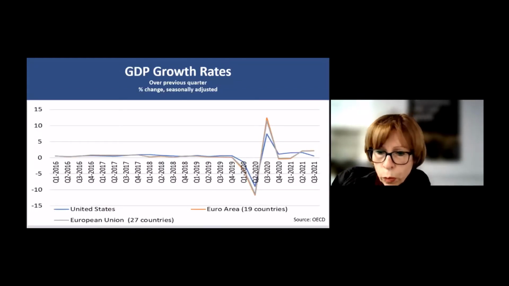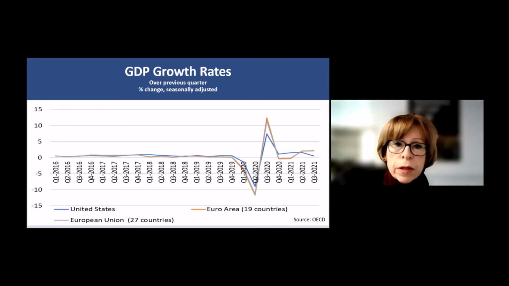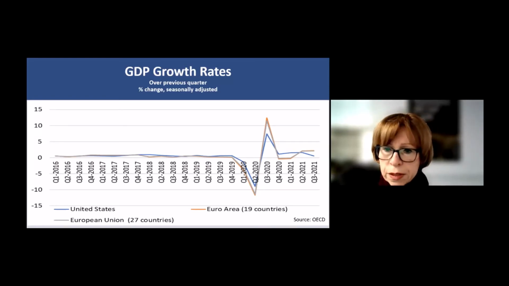So here we have a graph. This is called a time series graph that looks at GDP growth rates over the previous quarter. It's a percentage change. And on this graph, there are three areas that are being represented: the US, the European Union, and the Euro area. And as you can see, through 2016 through 2019, all three of those lines are pretty indistinguishable from one another.